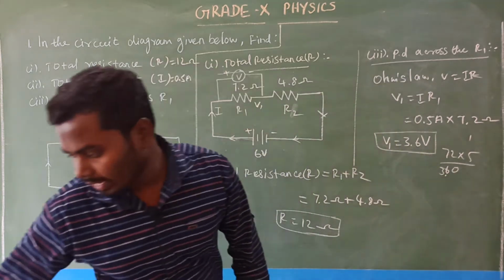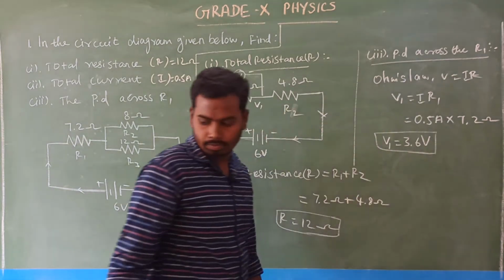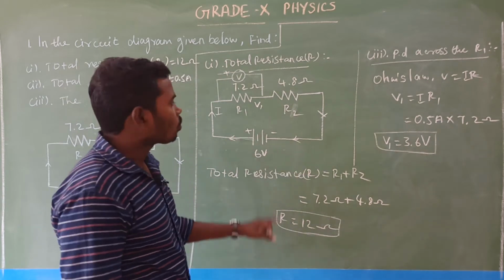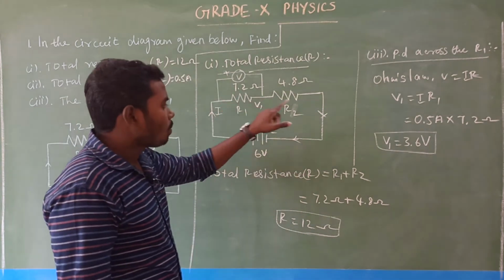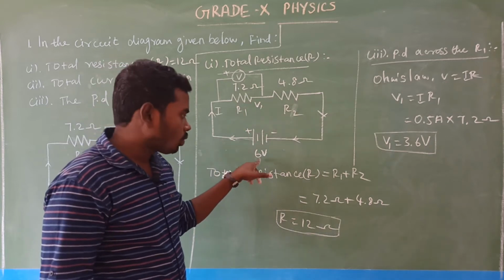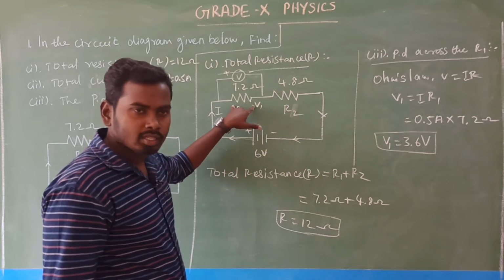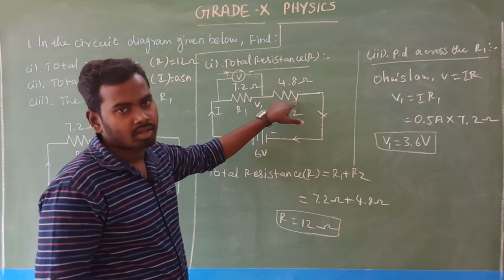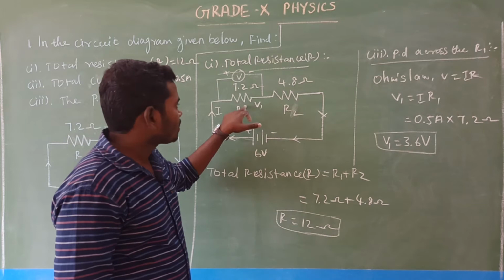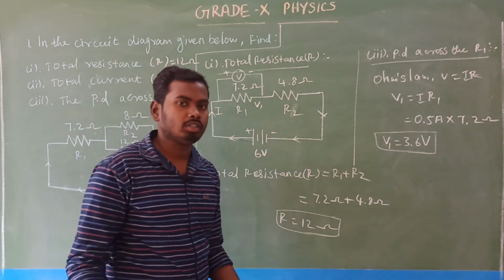V1 is equal to 3.6 volt. So this 6 volt gets distributed. Across the resistor R1, how much potential difference is there? Out of 6 volt, 3.6 volt should be there, and the remaining voltage will be across the other resistor, isn't it? Because in a series combination voltage gets distributed. That is the reason why across the resistor R1 the voltage value will be 3.6 volt.